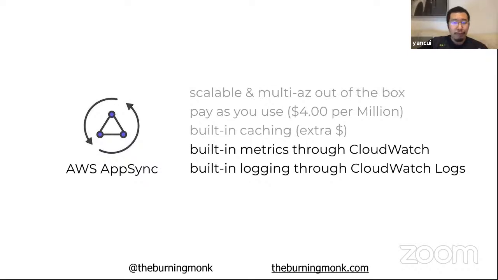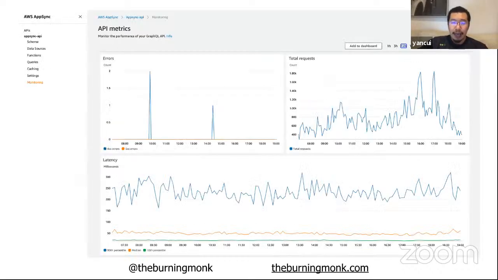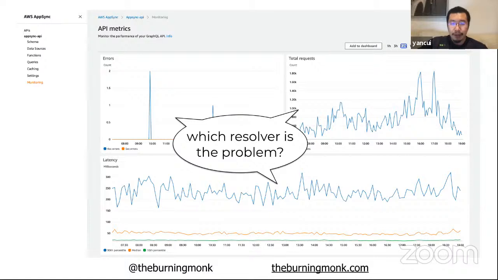It's also got built-in monitoring with CloudWatch and CloudWatch logs, where you can get really high-level metrics like the number of API requests, error counts, and the latency, which is great. But unfortunately, those metrics are all aggregated. So it's telling you the number of errors for the entire API, but you can't really figure out from that which endpoint, or rather which resolver, was the problem.